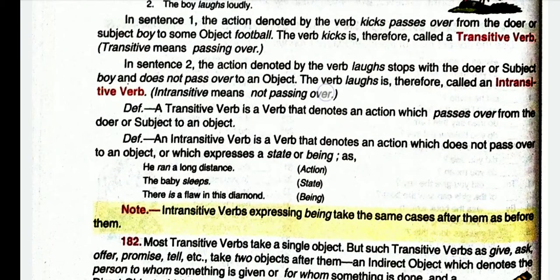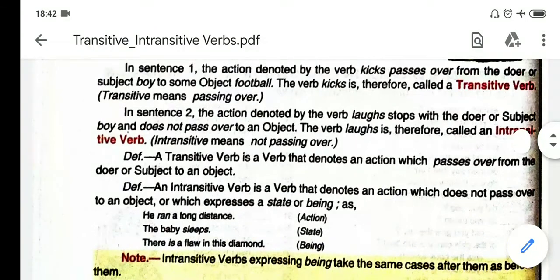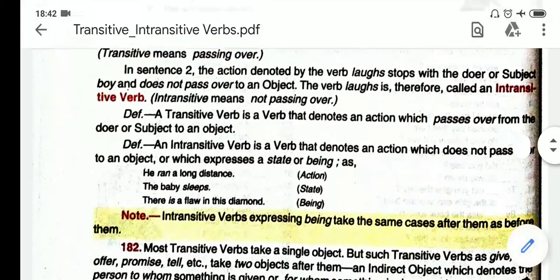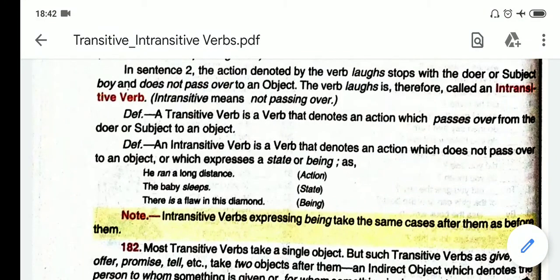Intransitive means not passing over. Transitive means passing over. So it is clear now that transitive means passing over. If the action is passing over from the subject to the object, it is a transitive verb. If the action is not passing over from the subject to the object, then it is an intransitive verb. So now the definition of the transitive verb: a verb that denotes an action which passes over from the doer or subject to an object.